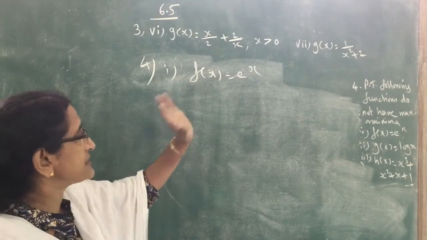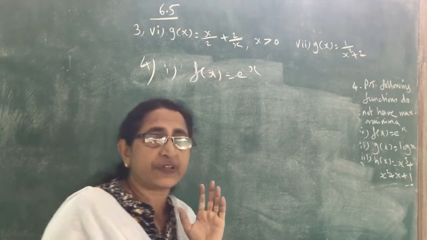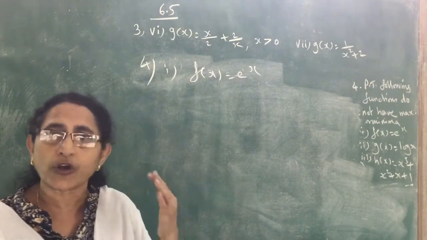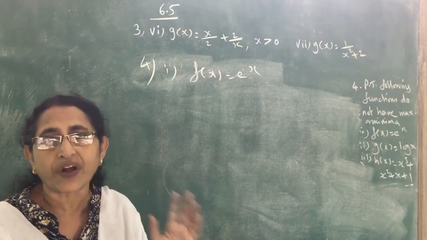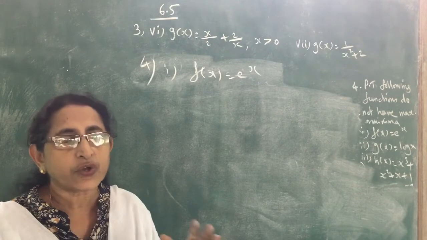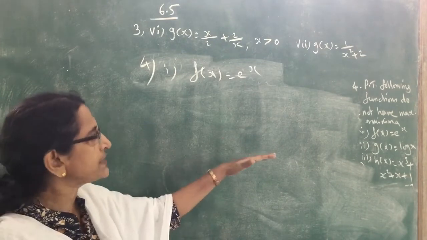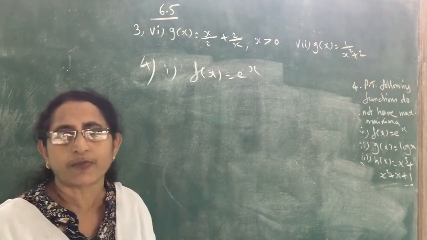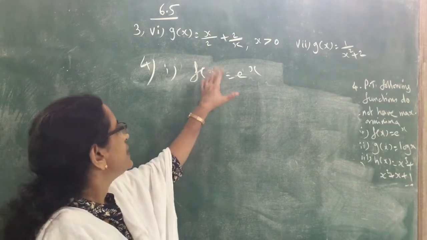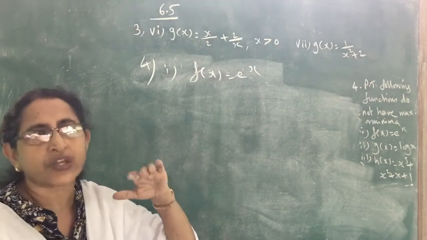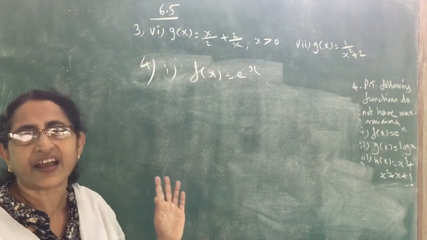So here there is one theorem. If the function f has maxima or minima, then either f dash x equal to 0 or f is not differentiable at that point. So using the theorem, we have to prove that these functions do not have maxima or minima. So it is enough to prove that f dash x is not equal to 0 for any real number x.